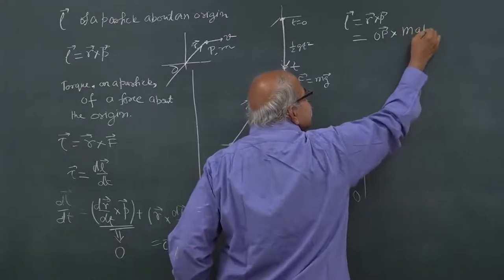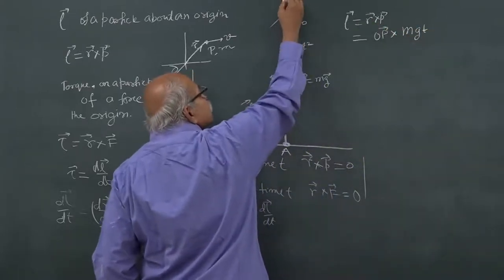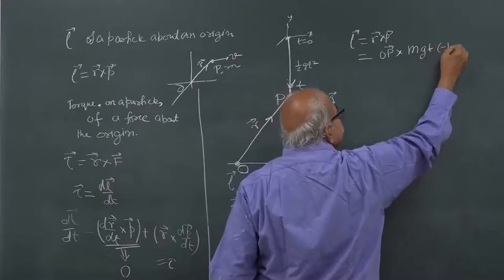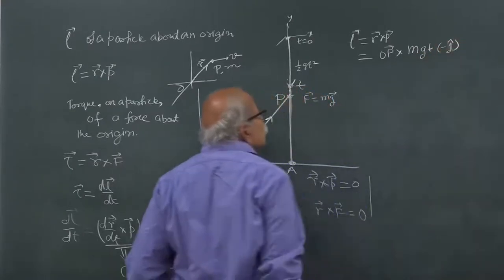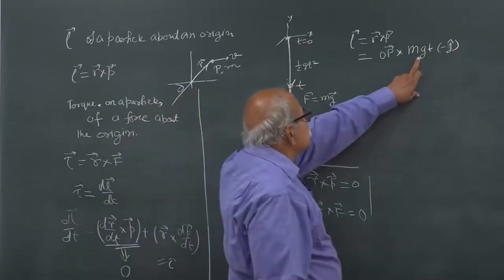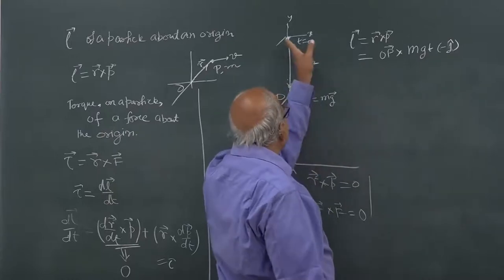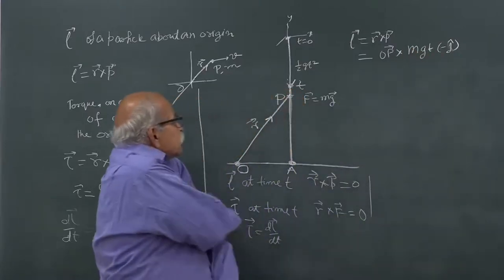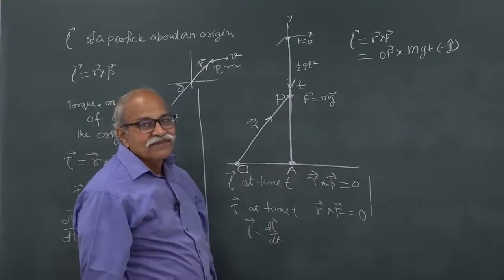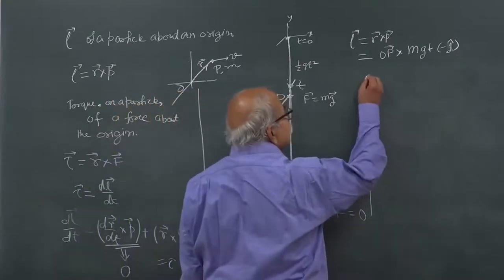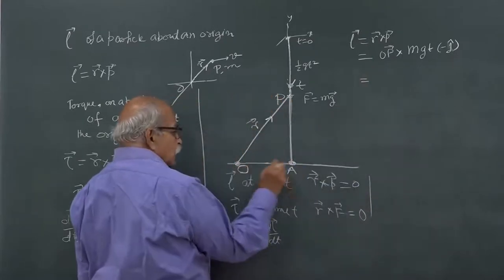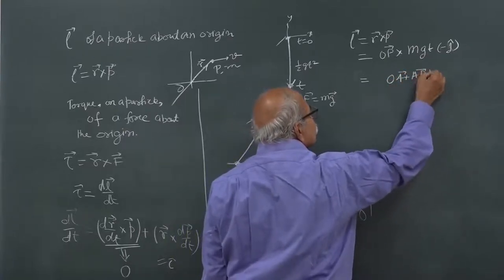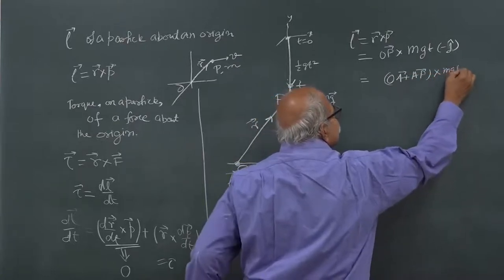What is the velocity? If I call this the x axis and this the y axis, then the velocity is gt in the minus j cap direction. Velocity v equals u plus gt, u is 0, and therefore momentum is mgt, mass times velocity, in the minus j cap direction. And if I work it out, this OP vector is the OA vector plus the AP vector, cross mgt, minus j cap.